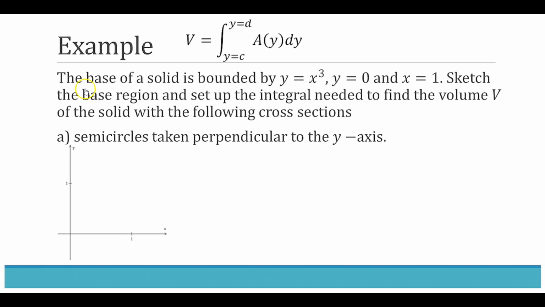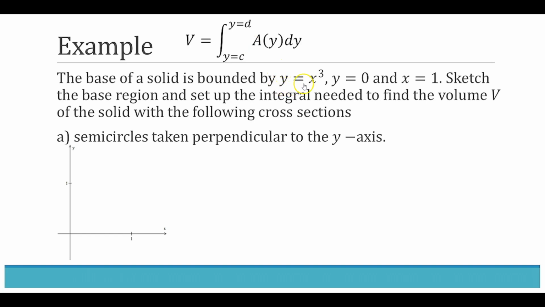In this example, we're told the base of a solid is bounded by y equals x cubed, y equals 0, and x equals 1. Sketch the base region and set up the integral needed to find the volume V of the solid with the following cross-sections. In part A, we're going to have semicircles taken perpendicular to the y-axis. We'll start by constructing the base.